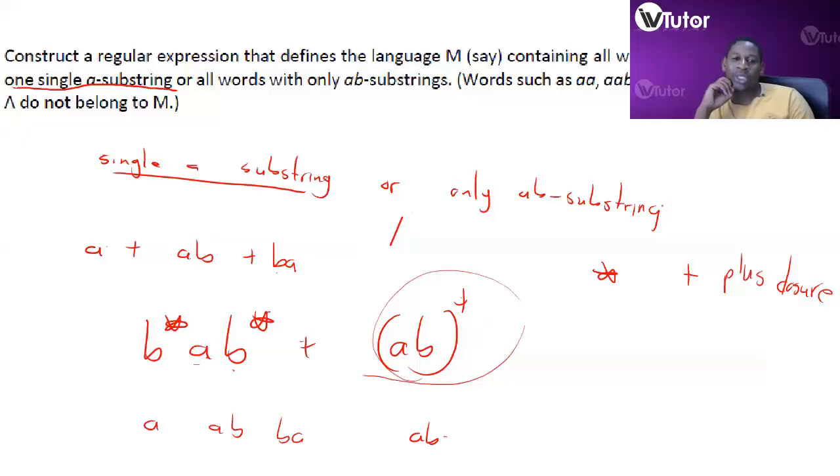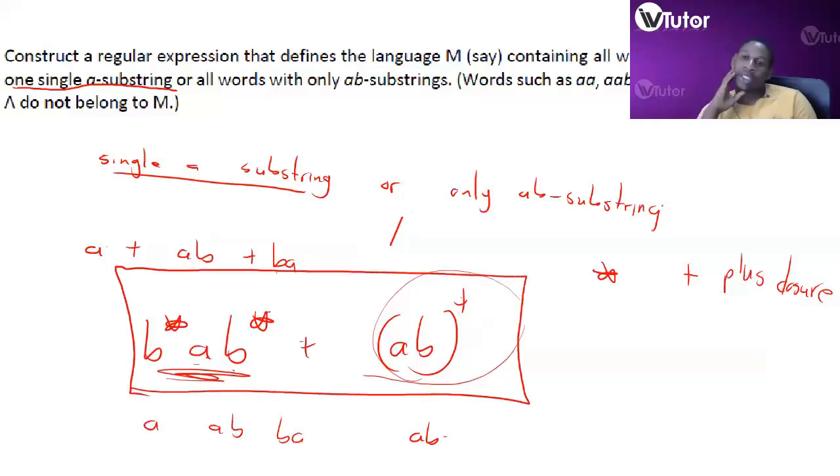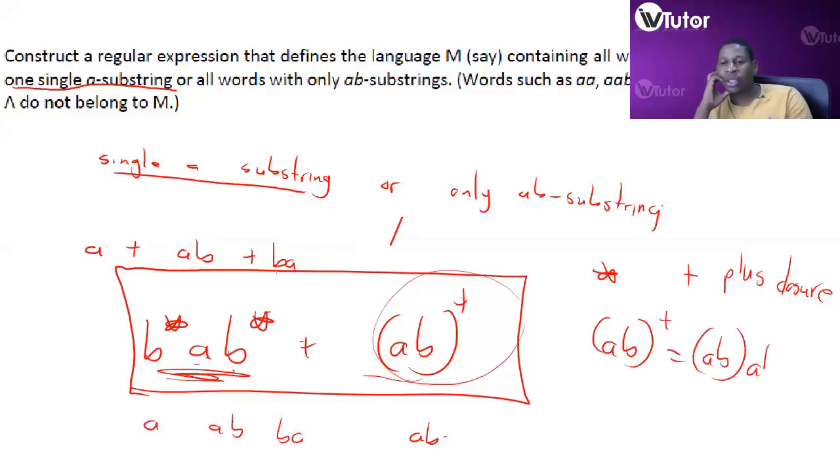So words that have got only one A substring, or they have got AB substring. So this will be the regular expression for the suggested language. Right, please note you can also write AB plus is AB clean star. All right, any questions? Okay, next one.